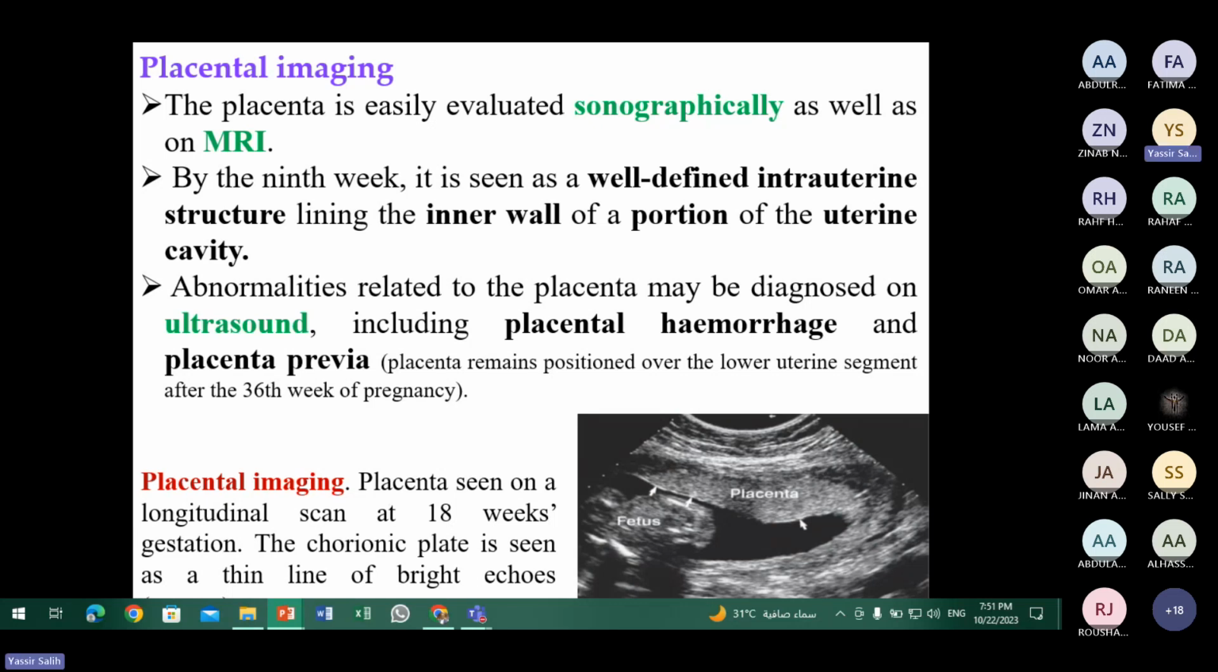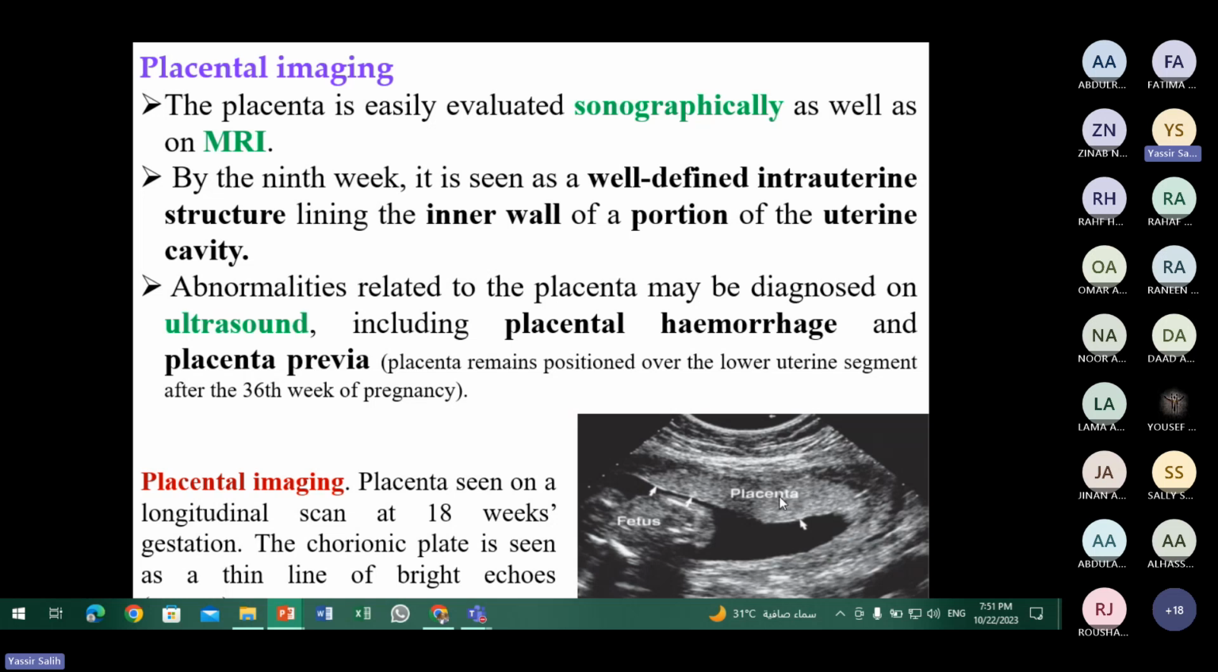Also by ultrasound you can assess the placenta. It is very important to assess the placenta. The placenta is easily evaluated by ultrasound and can also be assessed by MRI, but usually we assess it by ultrasound. By the 9th week the placenta is seen as a well-defined intrauterine structure, lining the inner wall, adherent to the inner wall of a portion of the uterine cavity.